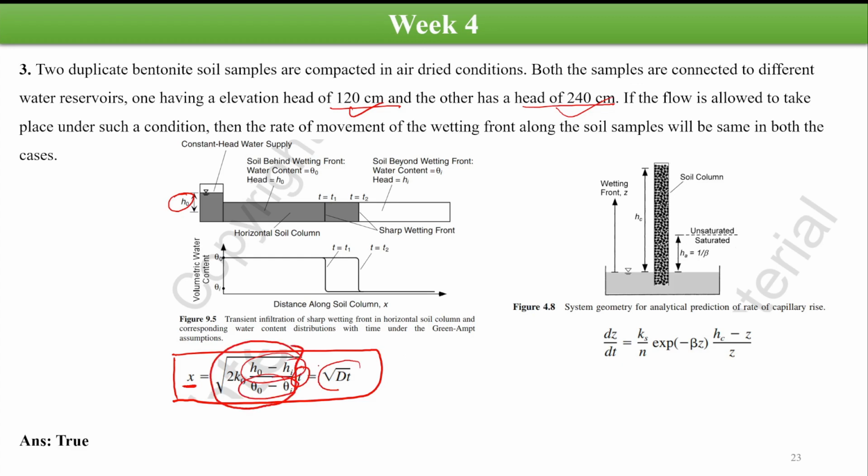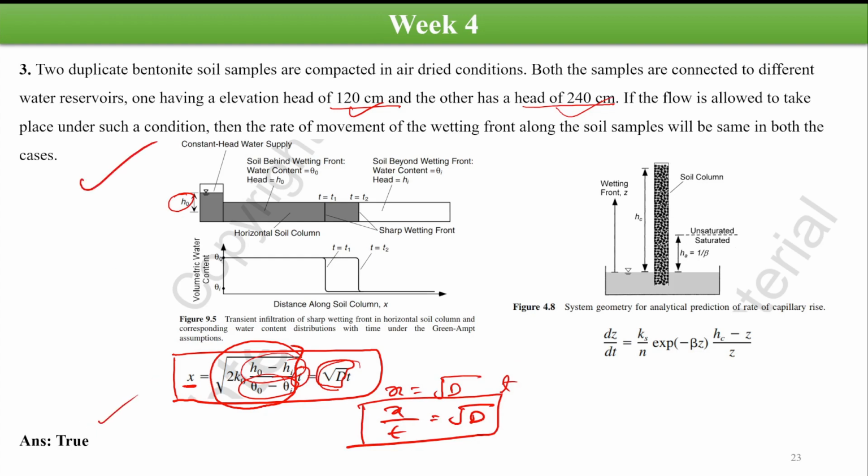This term which is written here is actually constant, and it is written as a constant d. So x will be equal to the square root of d times t. So the rate, if we talk about x upon t, will be equal to the square root of d. Okay, so it will not depend on the head. That's why this statement can be considered correct.